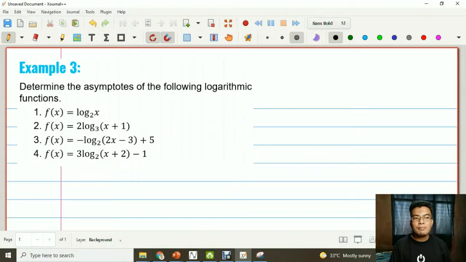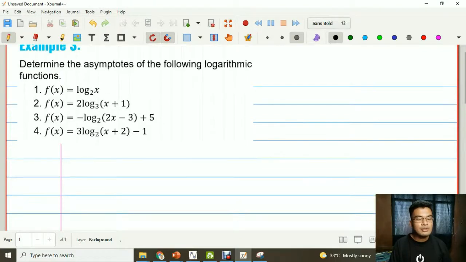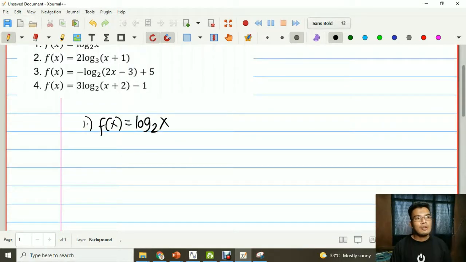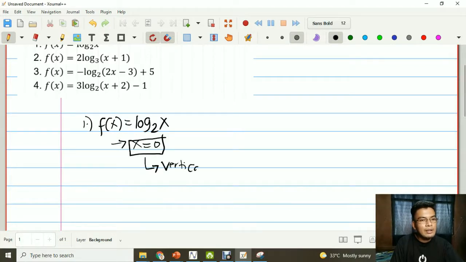For example 3, we determine the asymptotes of the following logarithmic functions. So the first one, we have f of x is equal to log base 2 of x. So, isa lang yung asymptote na mayroon ang isang logarithmic function, that is the vertical asymptote. Wala ho siyang horizontal asymptote. So, to find the vertical asymptote, we equate this one using 0. So, this will be x is equal to 0. Therefore, this is our vertical asymptote.